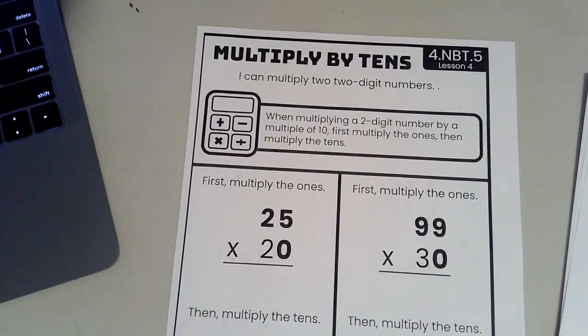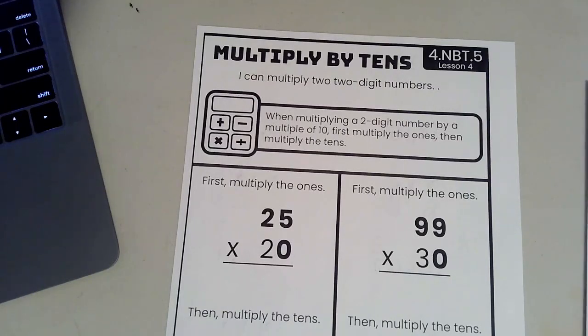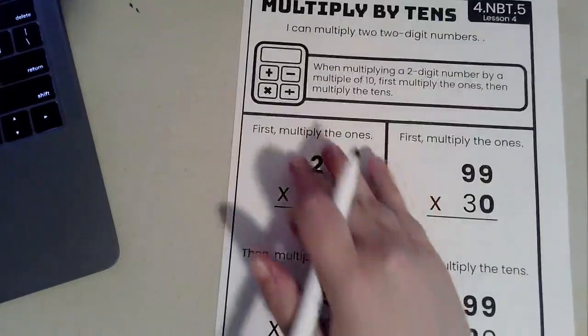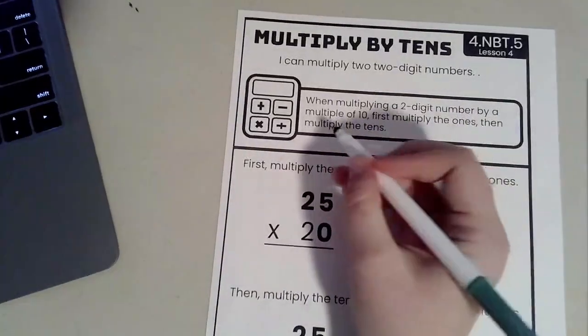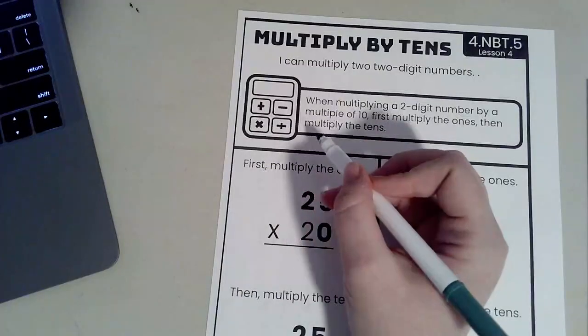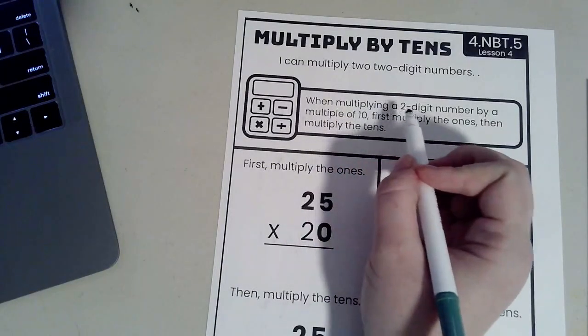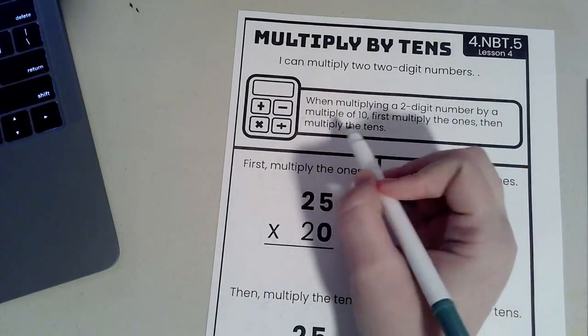Okay, so this lesson is an extension of our first multiplication lesson where we learned about multiplying by tens. And again, we're going to work down this way, but let's take a look at this little calculator that is giving us a tip up here. It says when multiplying a two-digit number by a multiple of 10.